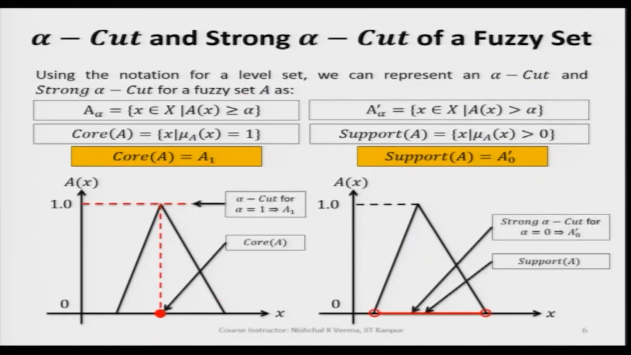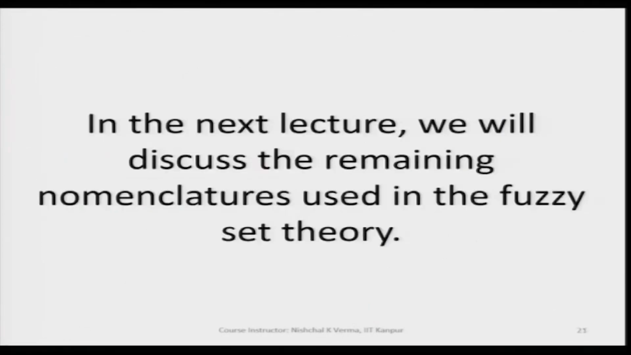Now, this is exactly the same thing that was explained, and through the diagram you can understand it a little bit more clearly. So, at this point we would like to stop for this lecture, and in the next lecture we will be discussing the remaining nomenclatures used in fuzzy set theory. So, we will be moving ahead to discuss the remaining nomenclatures. Thank you.